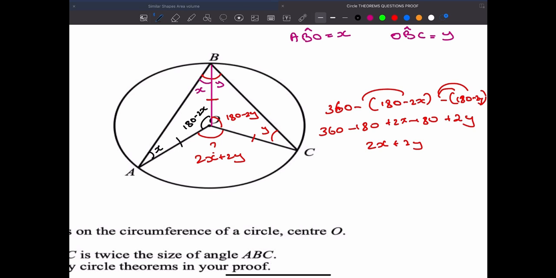And what is this angle? Angle ABC is x plus y. What is the angle AOC? 2x plus 2y. You can take the 2 common, 2 times x plus y. So it's twice that angle. Okay, since proven. Good.